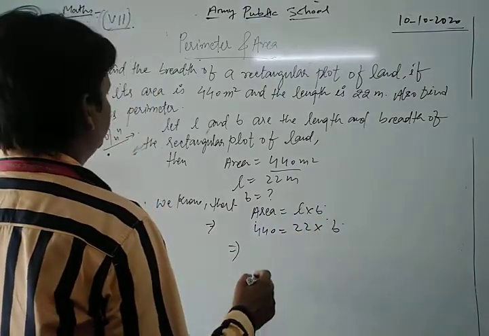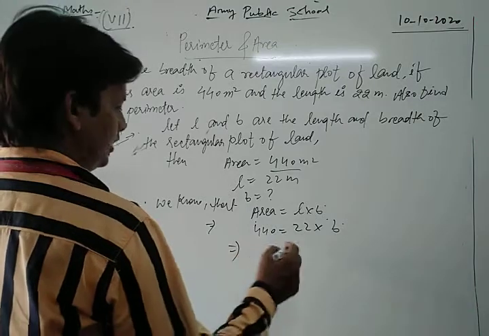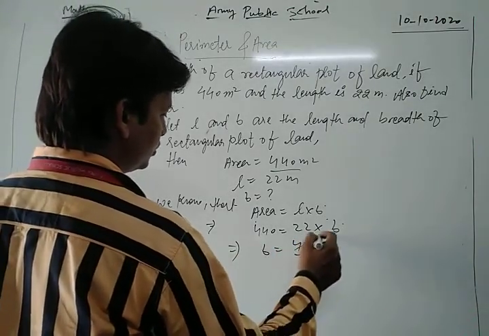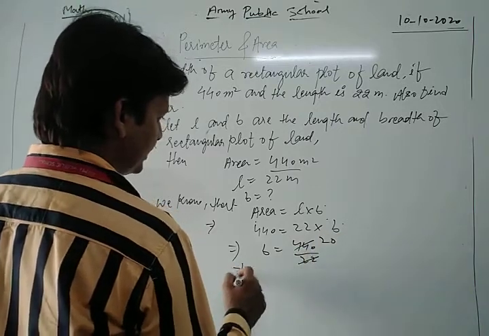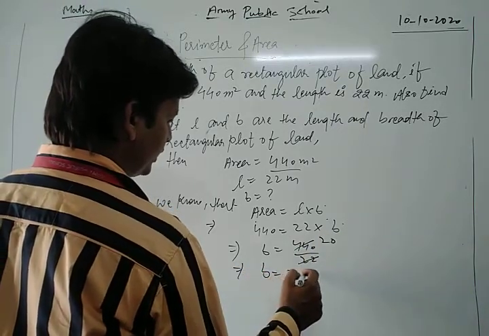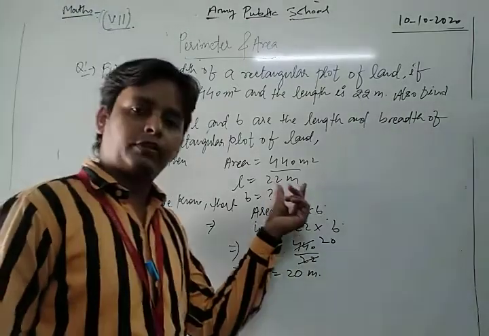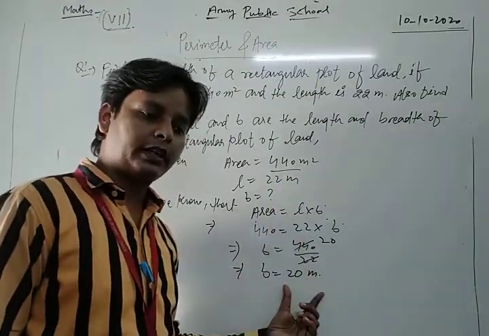So first of all, breadth is equal to 440 upon 22. Now 22 twenties are 440. So we can say that the breadth of the rectangular plot is 20 meter. Now we have the length as well as the breadth of the rectangular plot.